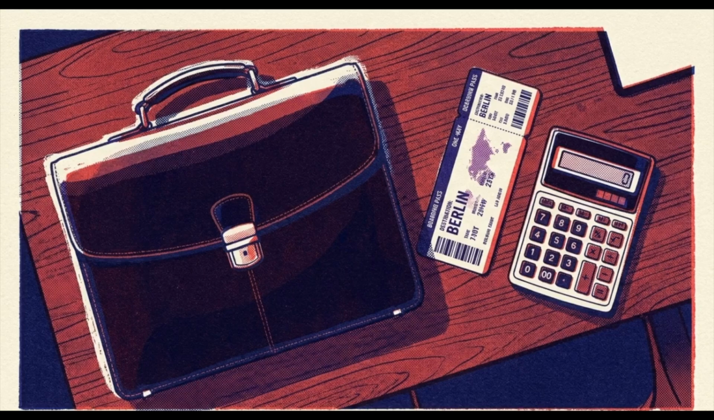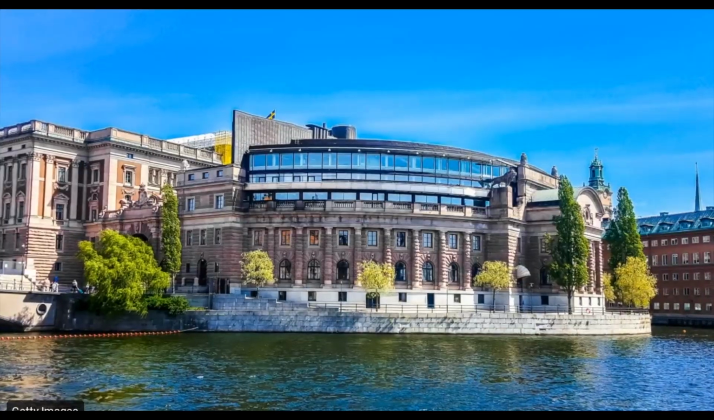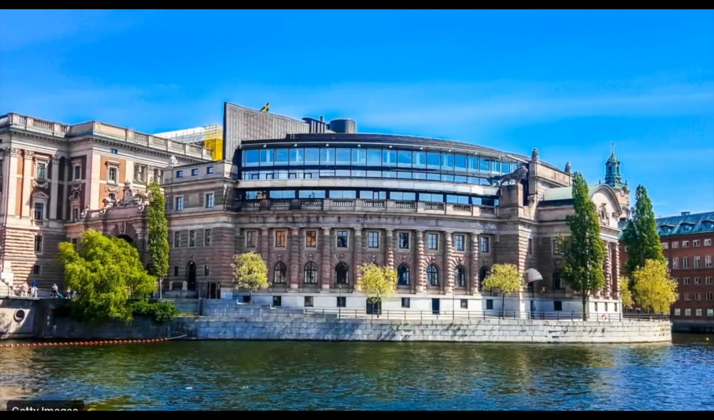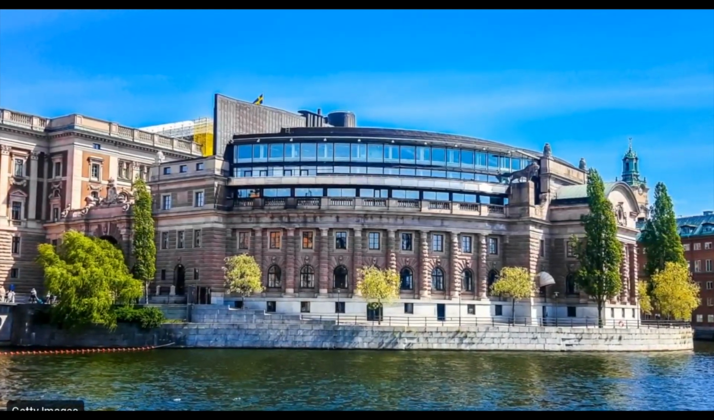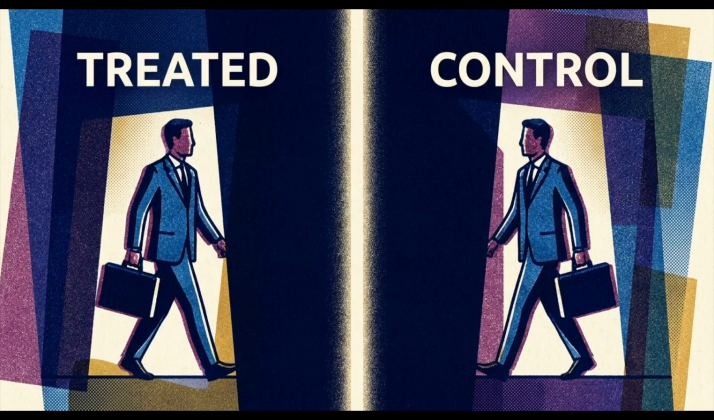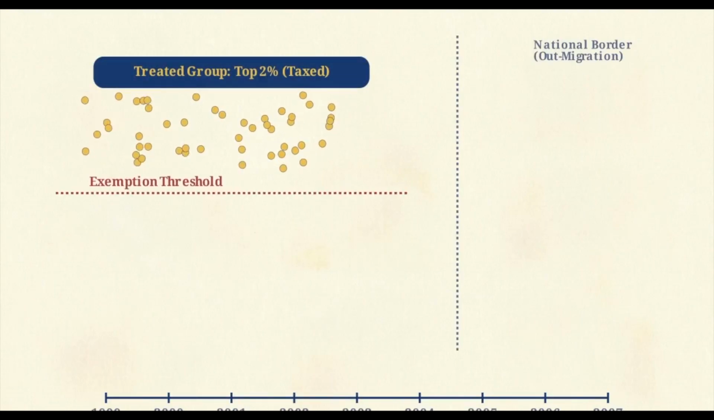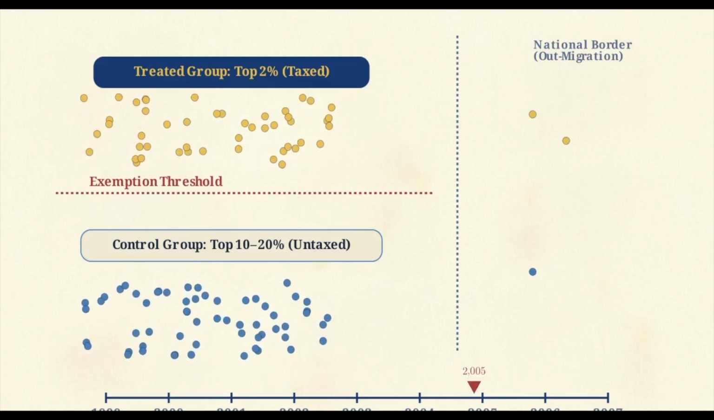We know these individuals control a massive share of the economy, but we need to know if higher taxes actually push them out. A sudden political shift provided a perfect test case. Following the 2006 election, a new coalition government took power and completely abolished the Swedish wealth tax, effective January 2007. This total repeal allowed the researchers to run a difference-in-difference analysis. They compared a treated group, the top 2% who were paying the wealth tax, against a control group composed of individuals whose wealth was just below the exemption threshold.